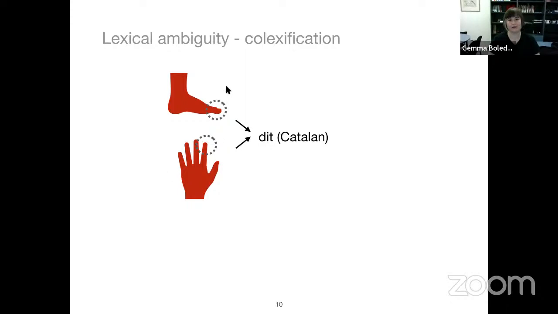So we say that different meanings colexify, and note that this is a shifting perspective from lexical ambiguity. When we talk about lexical ambiguity, polysemy, homonymy, we start with a given word and we check how many meanings it has, all right? Instead, when we talk about colexification, we start from the meanings and we check whether they get assigned to the same word. All right, so it's a shift in perspective, but it's the same phenomenon.